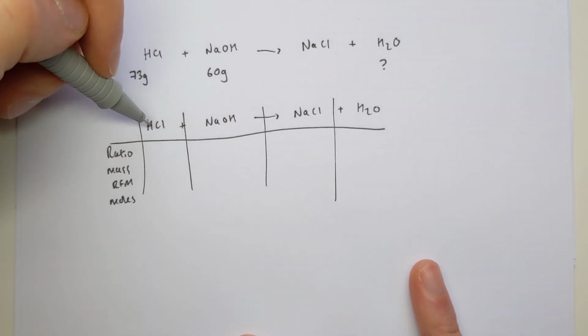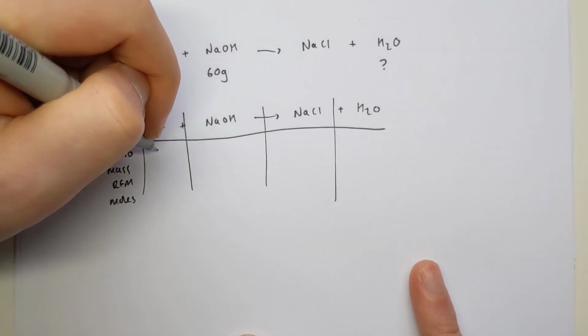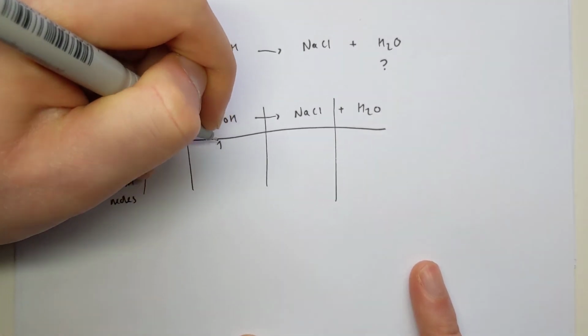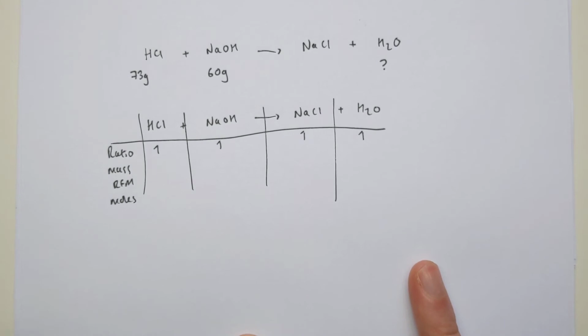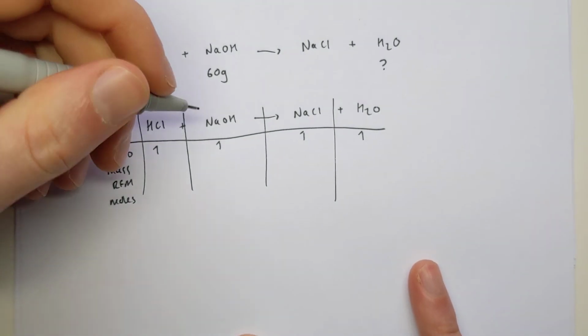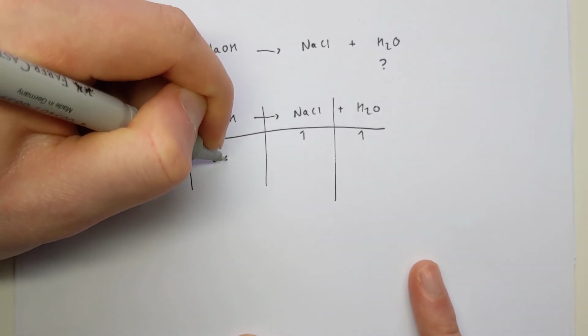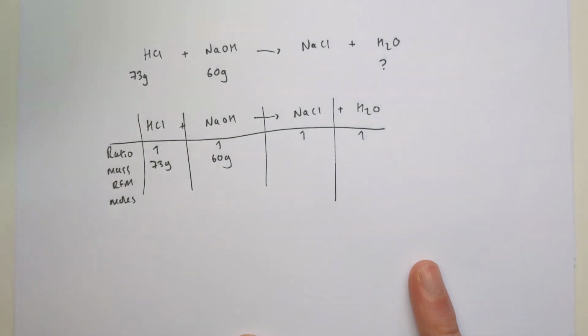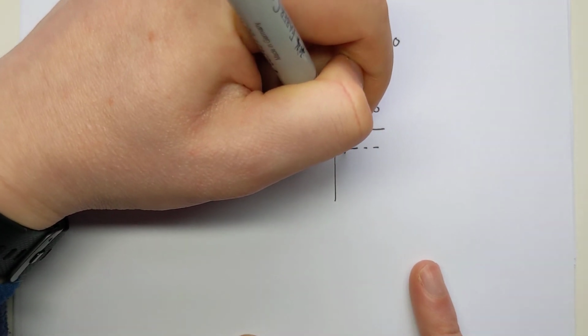That's probably a good place to start. I've got 1 HCl, 1 NaOH, 1 NaCl, 1 H2O. It's just a 1 to 1 to 1 to 1 ratio. So again, it's a nice kind of simple version of this question. Next thing is to fill in what I already know. It gives me two masses in the question. I've got 73 grams of HCl. I've got 60 grams of NaOH. What the question is asking me to work out is the mass of water at the end.